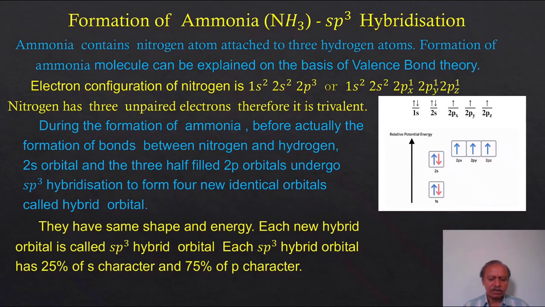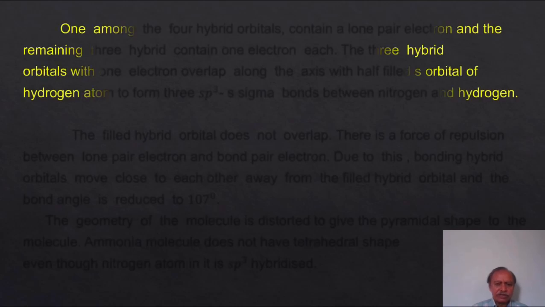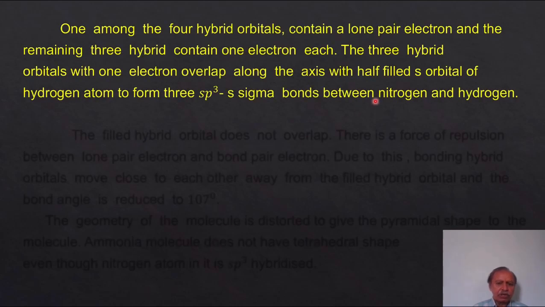Now among the 4 new hybrid orbitals, one of them contains one pair of electrons. That pair of electrons present in one of the hybrid orbitals is called the lone pair of electrons, and the remaining 3 hybrid orbitals contain one electron each.